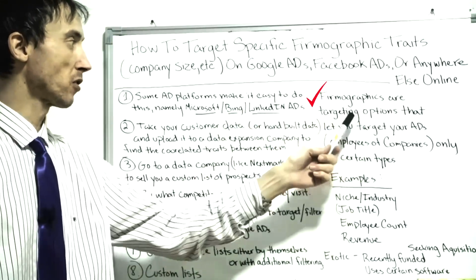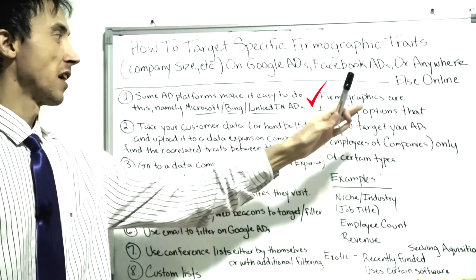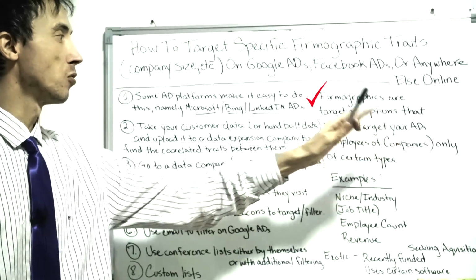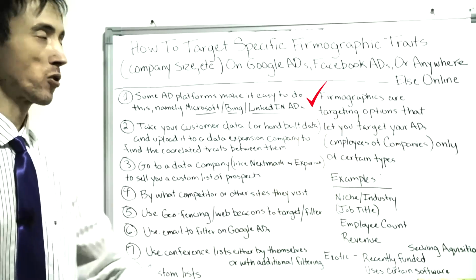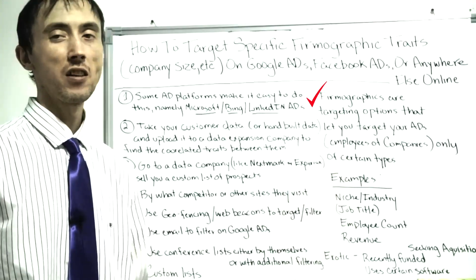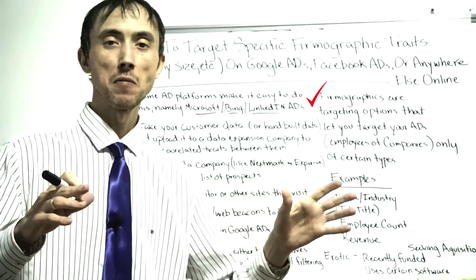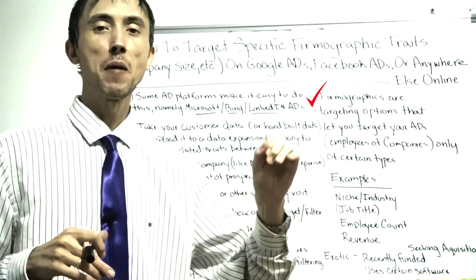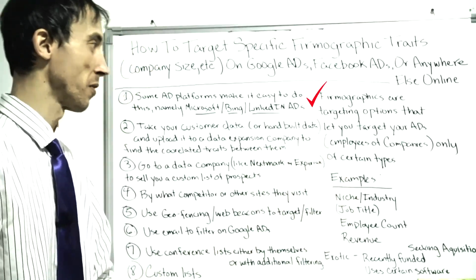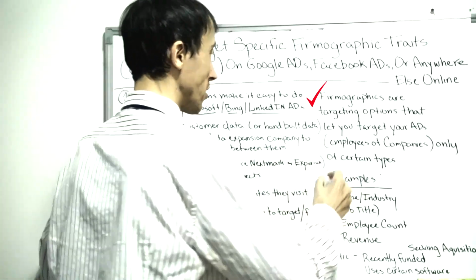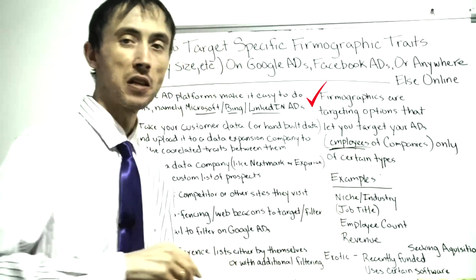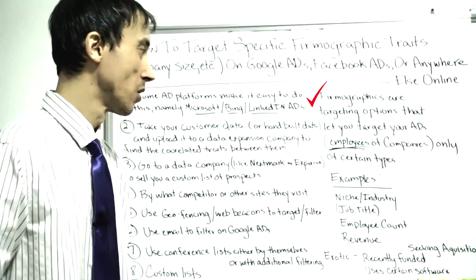So firmographics are targeting options that let you target ads to people with only certain types of traits, as I mentioned. And we're talking, as they say in B2B business, people buy from people, not companies. So really what you're targeting is employees at companies that you want to target, right?